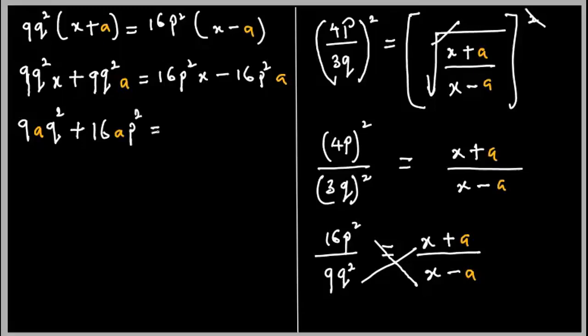It is now equal to the other terms without a, which should come to the right. On the right here, I already have 16p squared x. 9q squared x should come to the right and become minus 9q squared x.